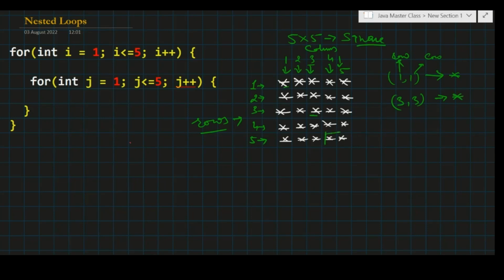Again, what will be the address of this cell? It's fifth row and fourth column. So what should be its address? Fifth row and fourth column. What will be the value inside this cell? It's star.